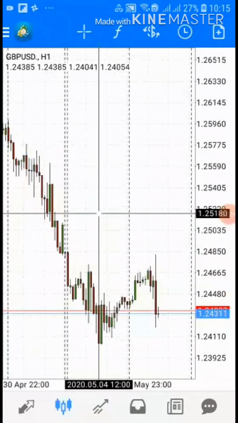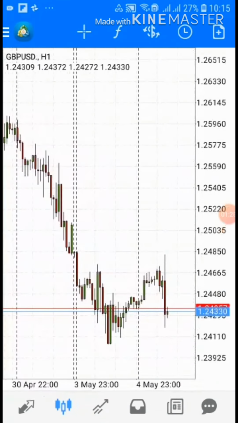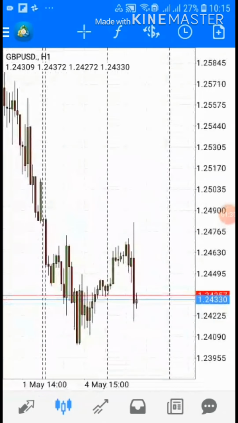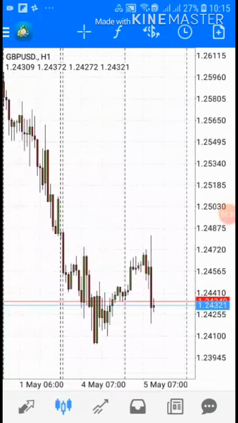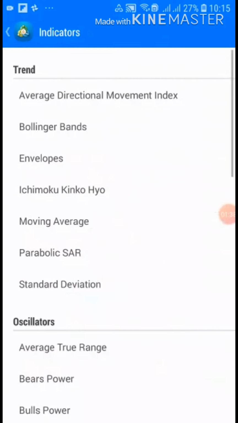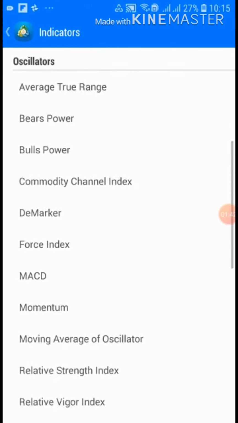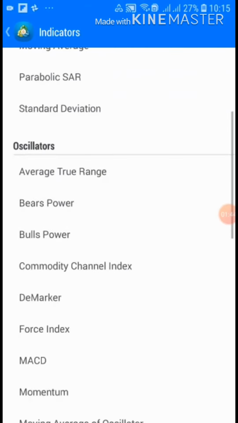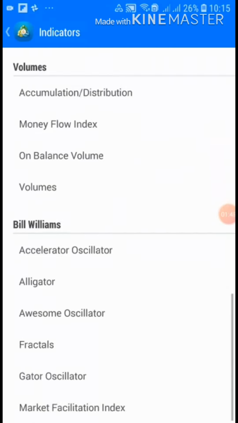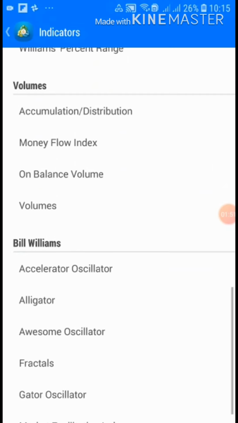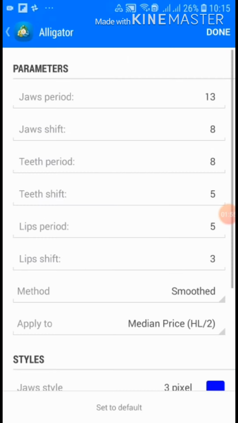Now you see the F sign up here, just beside the plus sign. That's where you have to click to see the list of indicators. Let's click the F sign. We see a lot of indicators, but we're not interested in all this. What we are looking for now is the Alligator. So you scroll all the way down, and you find it under Bill Williams, Alligator. You click, and it shows you the setup.